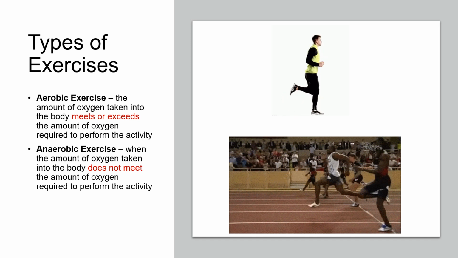Then we have anaerobic exercise. So anaerobic exercise occurs when the amount of oxygen taken into the body does not meet the amount of oxygen required to perform the activity. Therefore, the muscles must obtain energy from metabolic pathways that do not use oxygen. So rapid, intense exercises, such as pictured here, like sprinting and lifting heavy objects, are examples of anaerobic exercise.